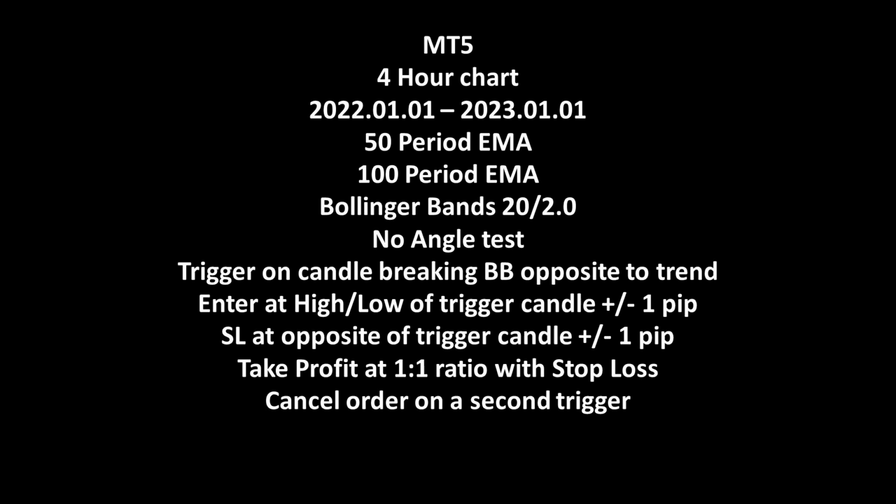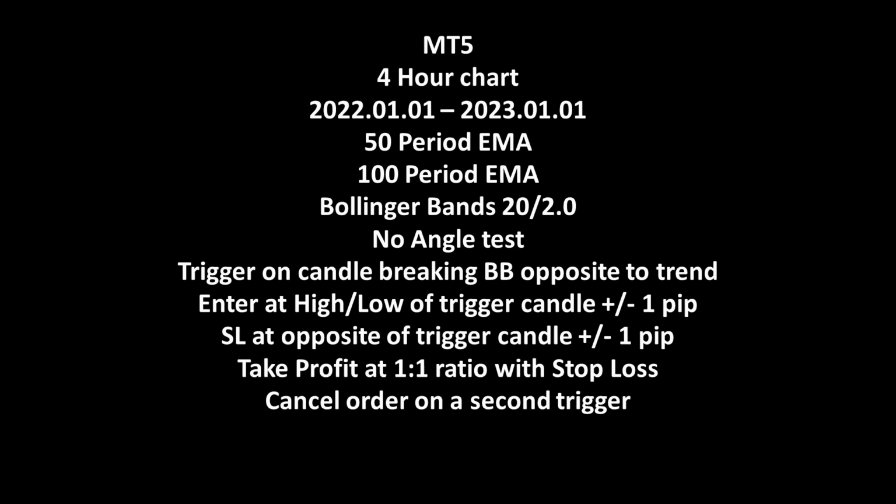Trades are triggered when a candle breaks the Bollinger Band opposite to the trend. So if the trend is a downward trend and the candle breaks the upper Bollinger Band, or if the trend is an upward trend and the candle breaks the lower Bollinger Band. It doesn't have to close outside the Bollinger Bands, just has to have a high or low outside. I'm going to be entering then at the high or low of that trigger candle. So if the trigger candle has broken the lower Bollinger Band, I'll be entering at the high plus 1 pip.